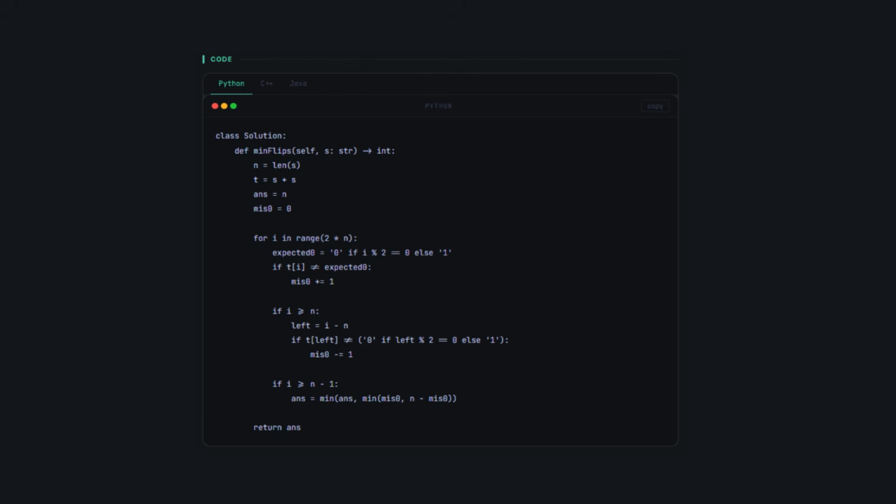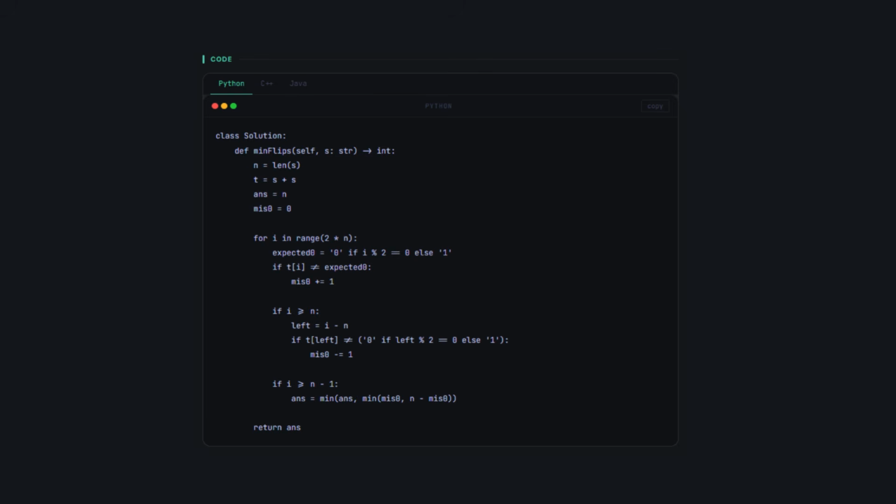At the same time, we maintain a sliding window of length n. When the window moves forward, the leftmost character leaves the window, so we remove its mismatch contribution. Once the window size reaches n, we know we are evaluating one possible rotation of the string. At that point, we compute the mismatch count for the second alternating pattern. Instead of recalculating it from scratch, we observe that if a position matches the first pattern, it must mismatch the second pattern. So the mismatch count for the second pattern is simply n minus the mismatch count of the first pattern. We then update the answer with the minimum flips required for that rotation.